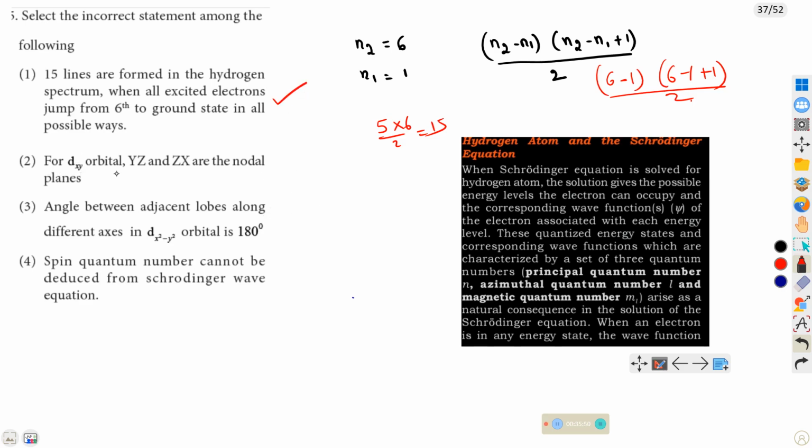For dxy orbital, yz and zx are nodal planes. Correct. Angle between adjacent lobes along different axes in dx square minus dy square orbital is 180 degrees. Wrong, it is 90 degrees, the angle between two adjacent lobes in dx square minus dy square orbital. Spin quantum number cannot be deduced from Schrodinger's wave equation. This is also correct.